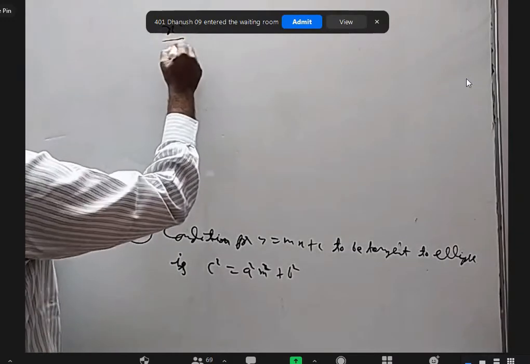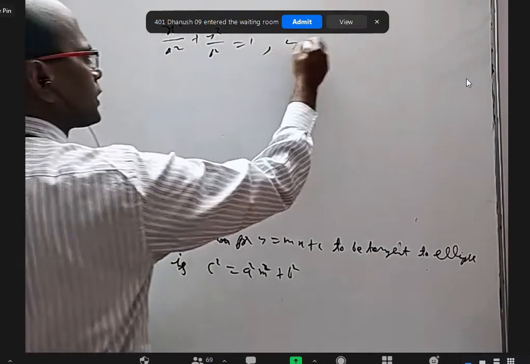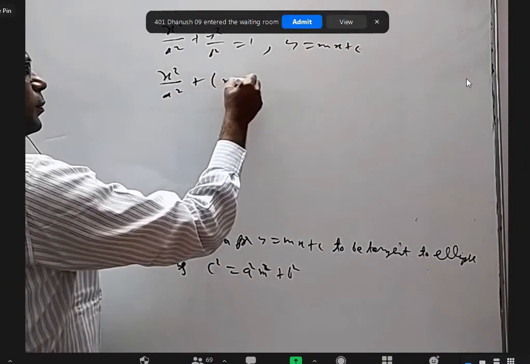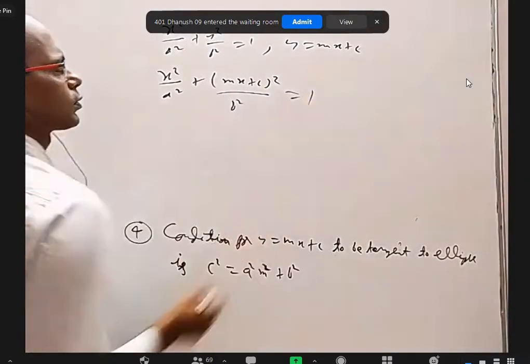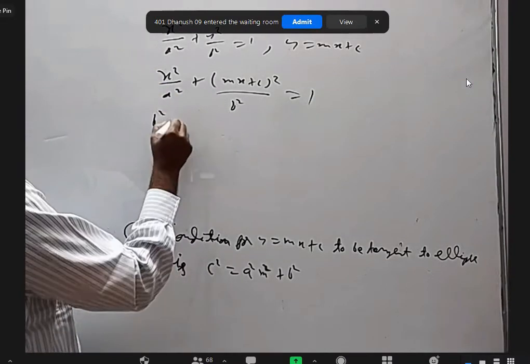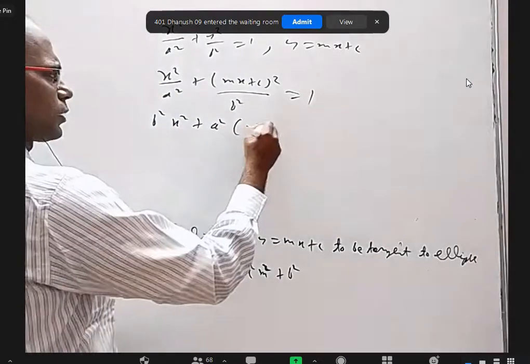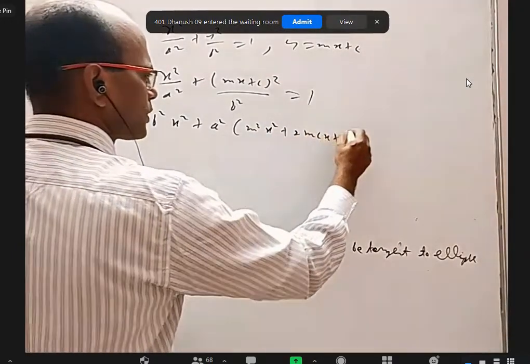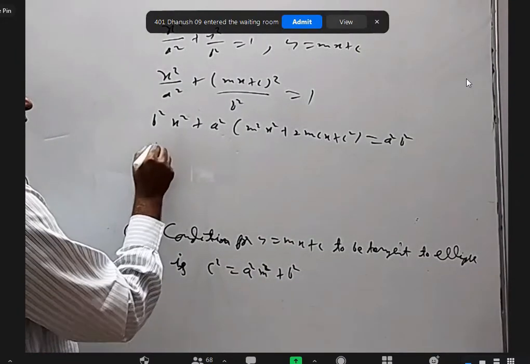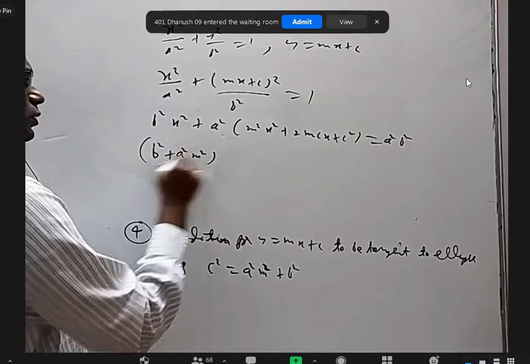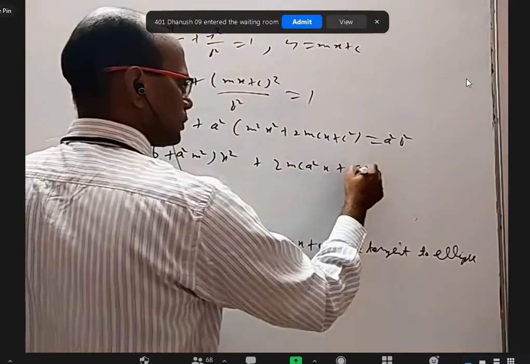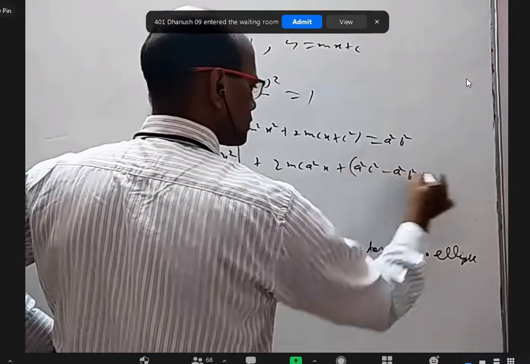So you take x square by a square plus y square by b square equal to 1. Take y equal to mx plus c. Let us try to solve it. x square by a square plus (mx plus c) whole square by b square equal to 1. This is a quadratic equation in terms of x. So cross multiplying, b square x square plus a square into (m square x square plus 2mcx plus c square) equal to a square b square. When you bring everything on one side, we have (b square plus a square m square) x square plus 2mc a square x plus a square c square minus a square b square equal to 0.